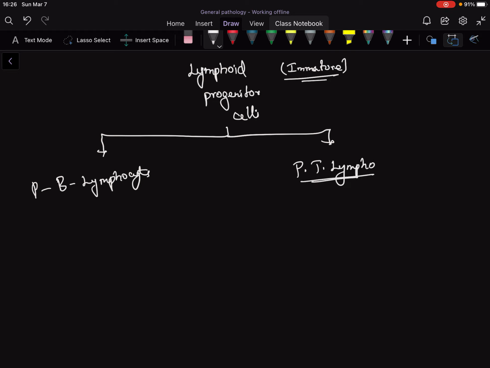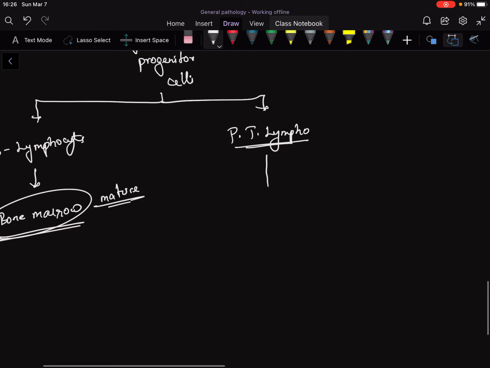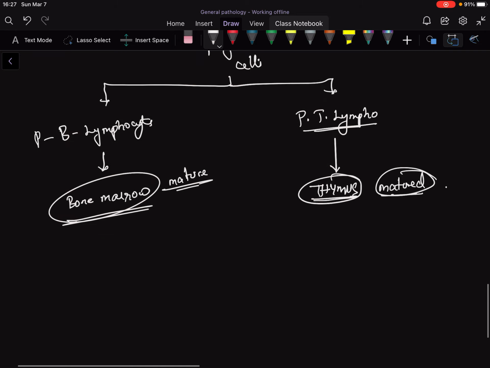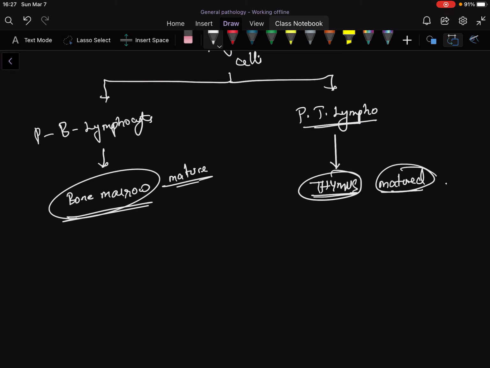B lymphocytes mature in bone marrow. That's why they are called B lymphocytes. B stands for bone marrow. In bone marrow they mature, whereas progenitor T lymphocytes mature in the thymus. T stands for thymus. The thymus is present behind the sternum, so that's the place where they mature. So that was about the maturation of B and T lymphocytes.